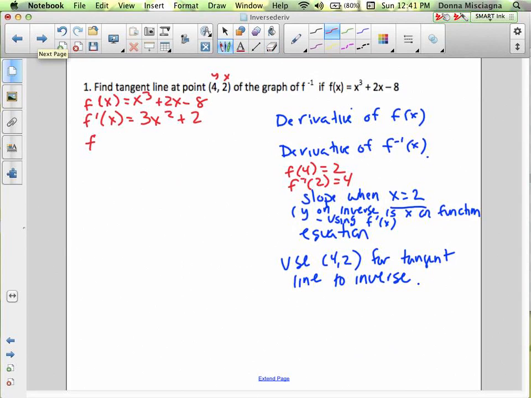All right, so f inverse prime of x, and actually I'm looking for it at 2, because I decided to reverse it. That's going to be equal to 1 over 3 times 2 squared plus 2. All right, so x and y are switched. If we're dealing with the inverse, we want to make sure we use the correct x values. In this case, our point is not 4, 2. Our point is 2, 4.